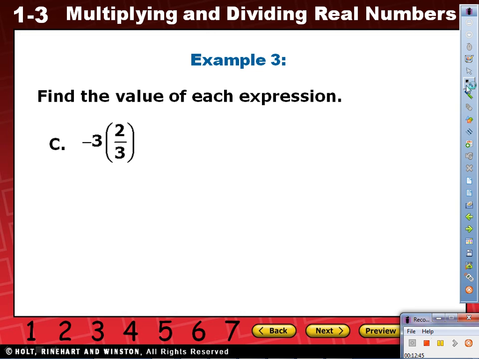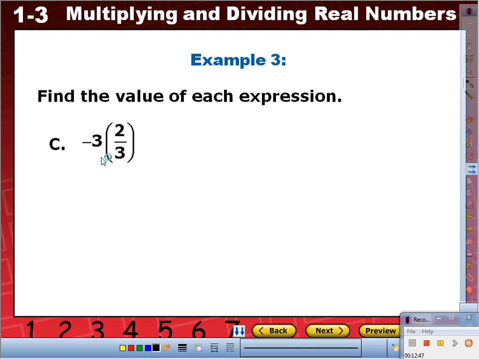Okay, let's see. So, first things first. Are they the same sign? No, so the answer is going to be a negative. We write this over 1, and then 3 times 2, that's 6. 1 times 3 is 3, and this is negative 6 divided by 3 is 2. Hands if you got that? Okay?